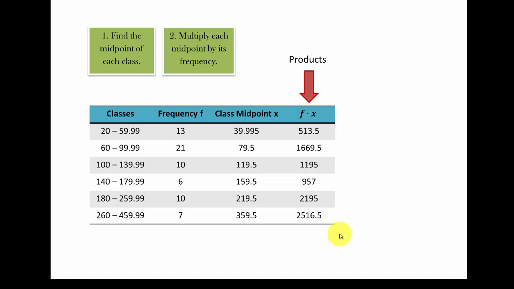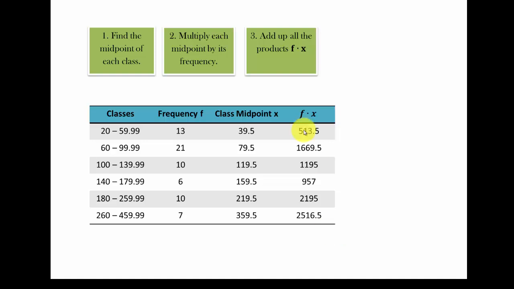Now, we add up all these products, which give us a sum of 9,046.5. In essence, the sum of these products is the best approximation you can get for the sum of the values in the distribution.